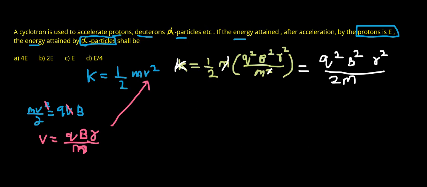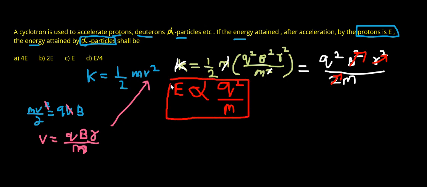So if B square is constant, the radius is constant, and 2 is already constant, then the remaining is, so energy, kinetic energy is also energy, right? Energy is directly proportional to the square of the charge and inversely proportional to the mass of that particle. This is the relation. So using this we can find the answer for this question.